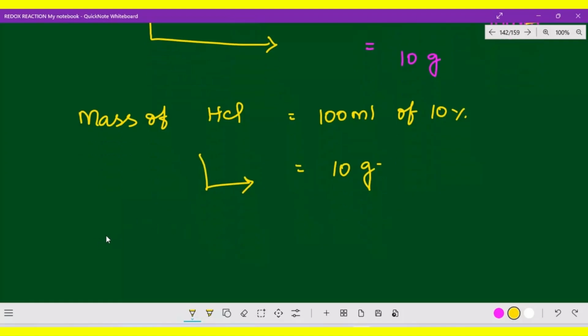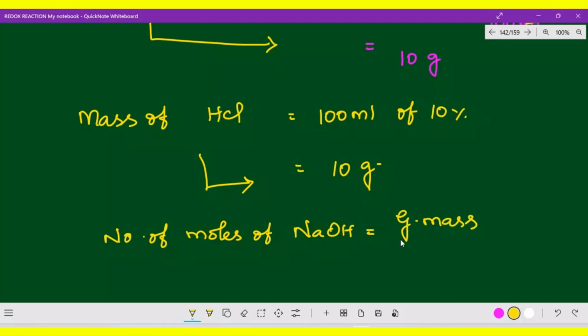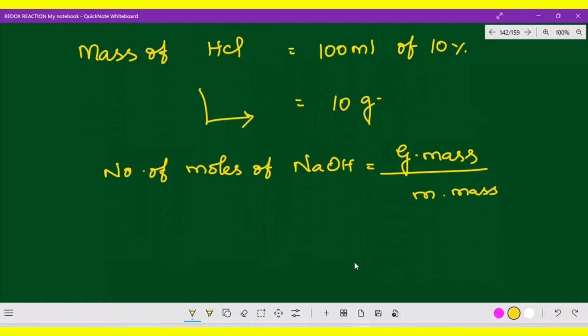Now the number of moles we can identify. Number of moles of NaOH is given mass by molar mass. So 10 by, NaOH is how much? 40 gram per mole. This you know very well. This is also famous, because it is a strong base; we always use NaOH as the strong base.